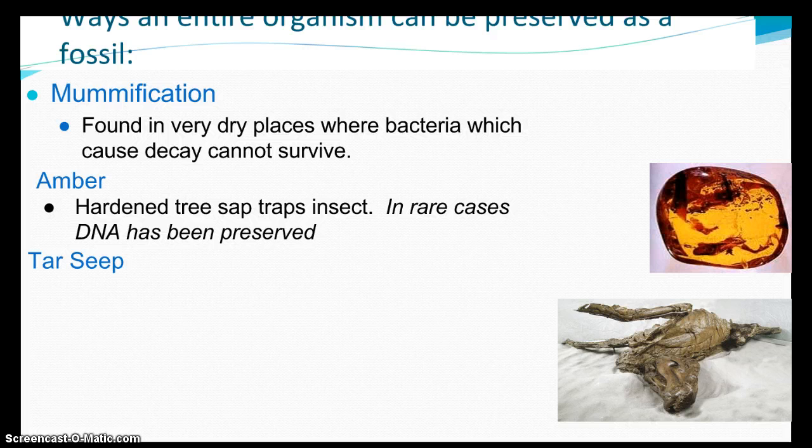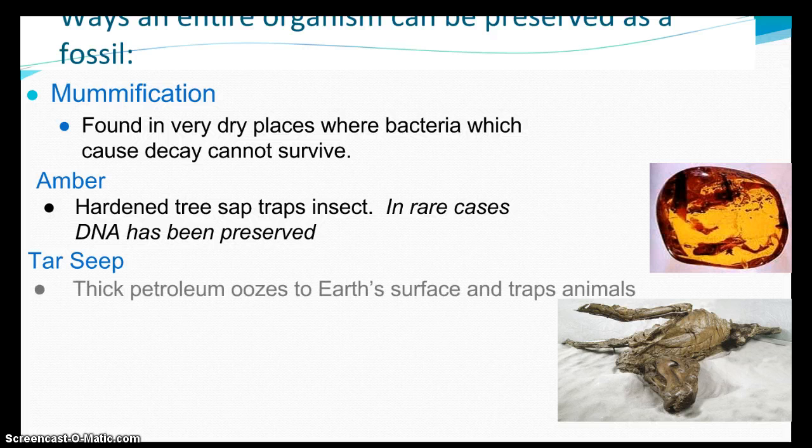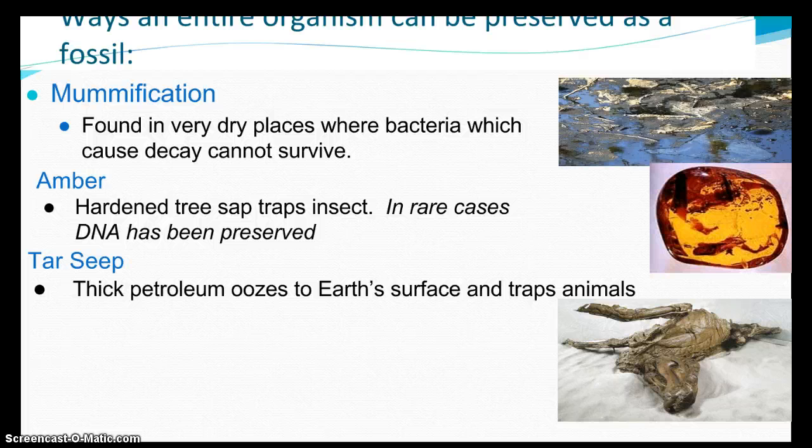Another way animals or plants would get preserved is through tar seeps. So big, thick petroleum oozes would actually trap the animals, and I think they found a woolly mammoth in one of these tar seeps, but they've found other plants as well. So they get stuck in there, they die, and then that oily petroleum surface is able to preserve them.